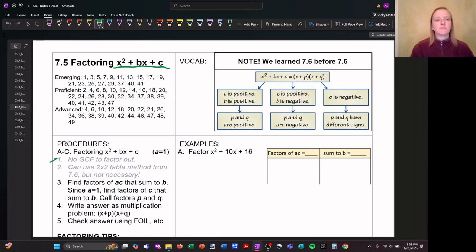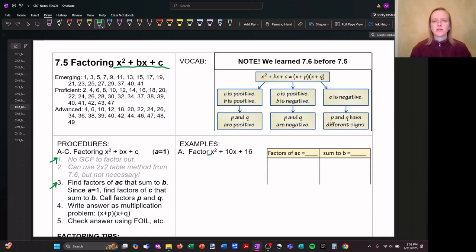So one thing that makes it simpler is there's never going to be a greatest common factor to factor out. You can't factor out anything if the lead coefficient in front of the x squared term is just 1. So that's kind of a step that we can skip. We're going to start by using the 2 by 2 table method that we learned last class. It's not actually necessary, and you'll see why as we progress through the class. But we're still going to use that AC method. We're going to still find factors of A times C that sum to B.